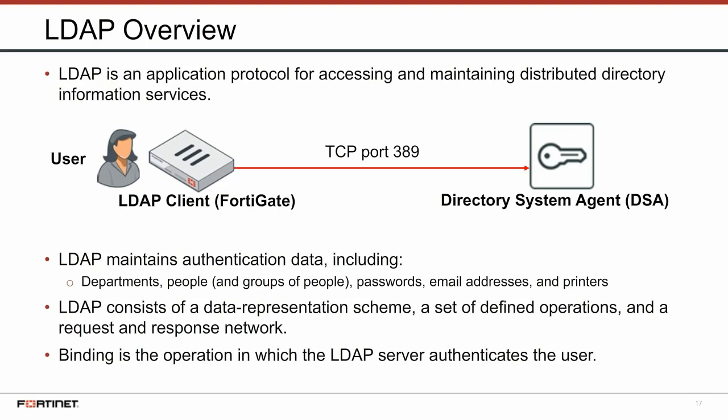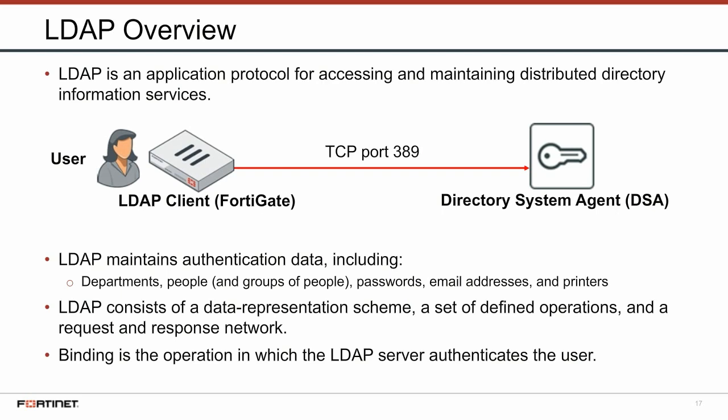Lightweight Directory Access Protocol, LDAP, is an application protocol used for accessing and maintaining distributed directory information services. The LDAP protocol is used to maintain authentication data that may include departments, people, groups of people, passwords, email addresses, and printers. LDAP consists of a data representation scheme, a set of defined operations, and a request and response network.